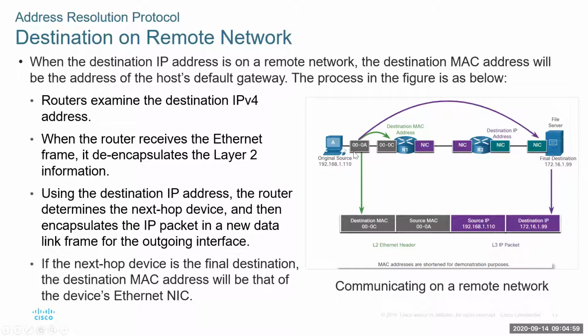So routers will examine the IPv4 address, and then the router will receive that Ethernet frame and de-encapsulate the layer 2 information, so it goes to find the MAC address, where are you trying to go to. Using the destination IP address, the router will then do a lookup for the next hop device in its routing table, and then encapsulate that packet with a new data link frame for the outgoing interface, so it'll head out this direction. So if it comes in here, it goes out, it re-encapsulates it here, checks it again, re-encapsulates it so that it can get over to the file server. If that next hop device is the final destination MAC, then it's aware of the device's NIC address.